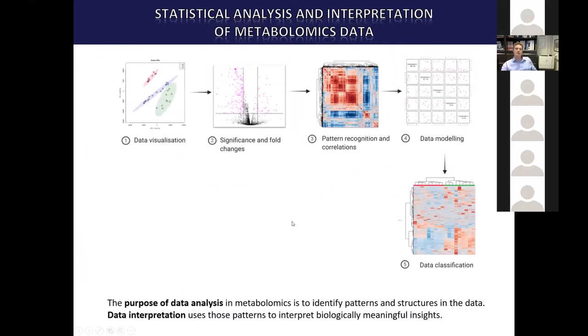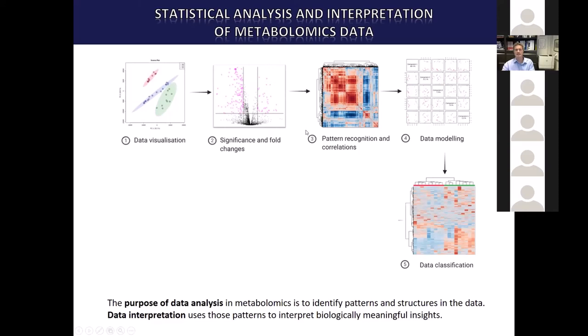So once we've done that, we've got a large data file, essentially. We need to go through and do two things. The next step is to recognize, using a number of different visualization and statistical analysis tools, what the differences are and to drill down to look at which metabolites have changed. And that's what's captured here by this workflow.